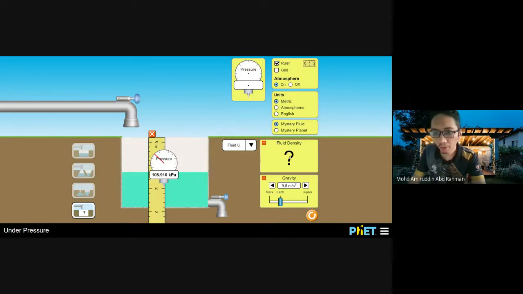So you need to find out what is the set density. You know what kind of equation you can use to find the fluid density. And then you also need to know the density of the mystery fluid C as well. So that's basically experiment number 2.